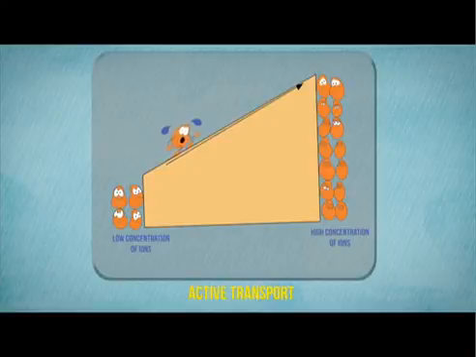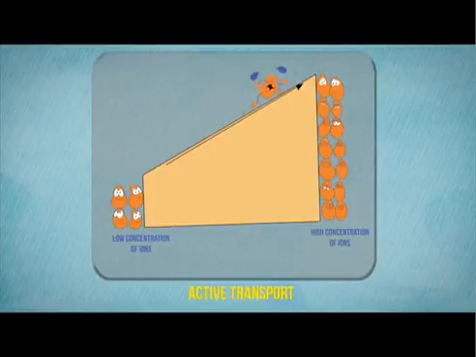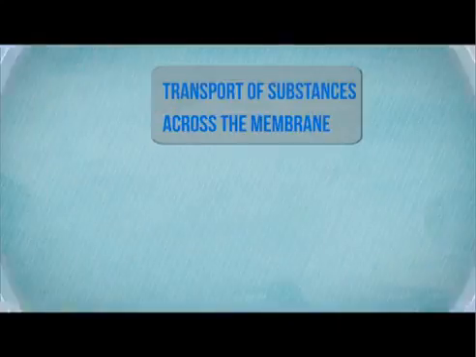In active transport, energy and carrier proteins are needed. This is because molecules move from a region of lower concentration to a region of higher concentration. The molecules are moving against the concentration gradient. So, just a quick recap.